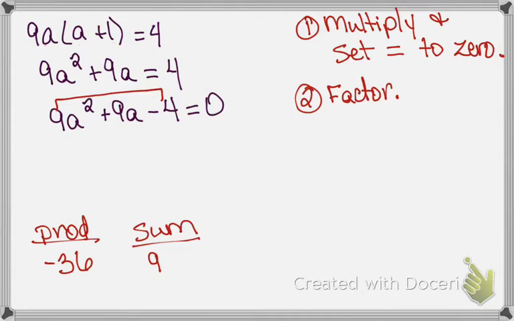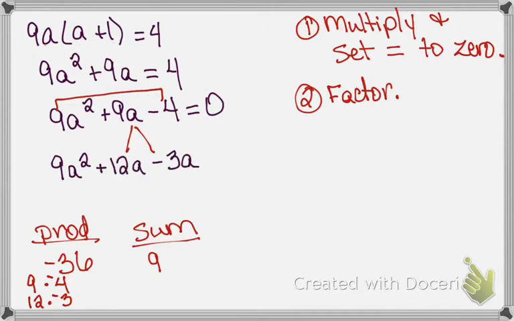Okay? So, I know 9 times 4 equals 36. And the 4 would be negative. What else equals 36? 12 and 3. Which one would be negative? 3. Did we just find it? We did. Okay. So now I split this term. I have 9a squared plus 12a minus 3a minus 4. What comes out of 9a squared plus 12a?